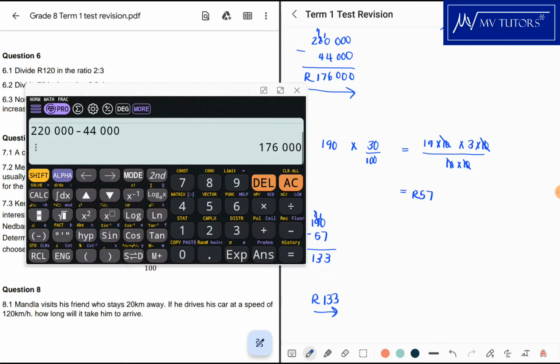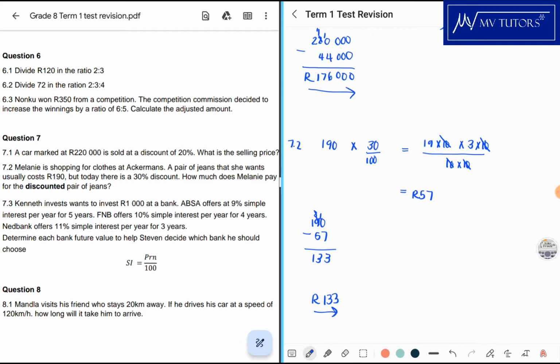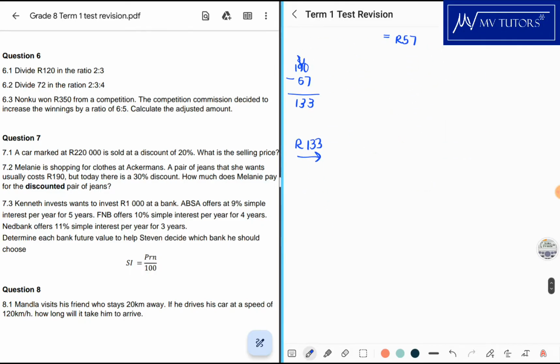Okay, this is if you don't have a calculator. Now, if you have a calculator, you would say 190. What's 30% of that? 30% of 190 is 57. And then you say 190 minus the 57, and you get 133 Rand. Now let's get to 7.3. If you're not understanding anything, please just comment below. I can try to explain again.